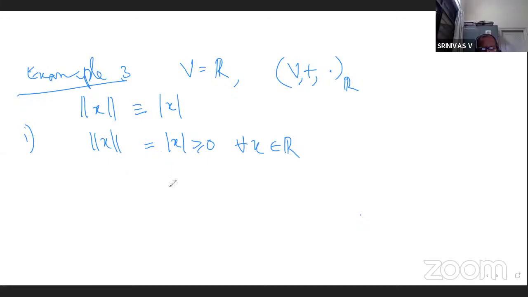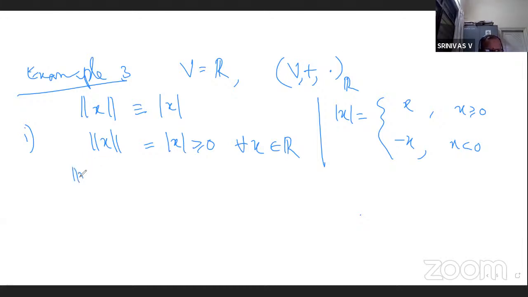Norm of x. Let us take the absolute value function. Absolute value is always non-negative. How do you define the absolute value function? It is x if x is non-negative, and minus x if x is negative. If x is negative, minus x is positive. Otherwise, if x is greater than or equal to 0, it is x. So in any case, it is greater than or equal to 0. So the modulus function is always non-negative, so the norm is non-negative.